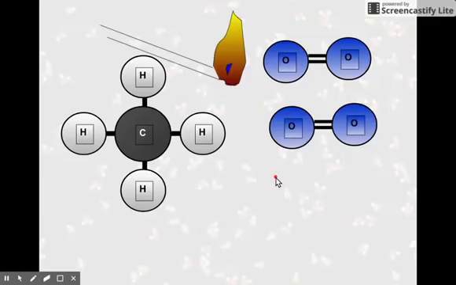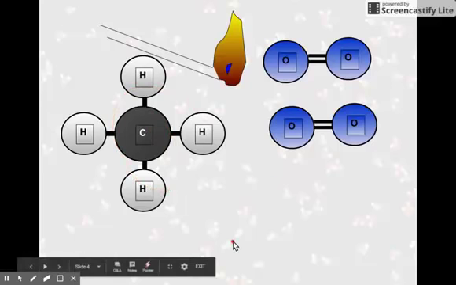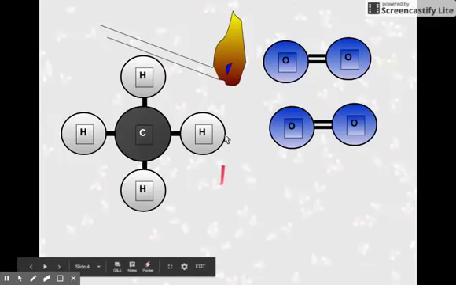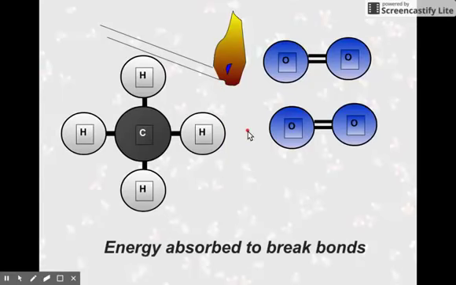So usually we have to heat them up. So like in lab when we're using the Bunsen burners, which use methane gas, or a gas somewhat like methane, we have to add a spark or use the lighter to get it to start to react. So energy is absorbed to break those bonds.